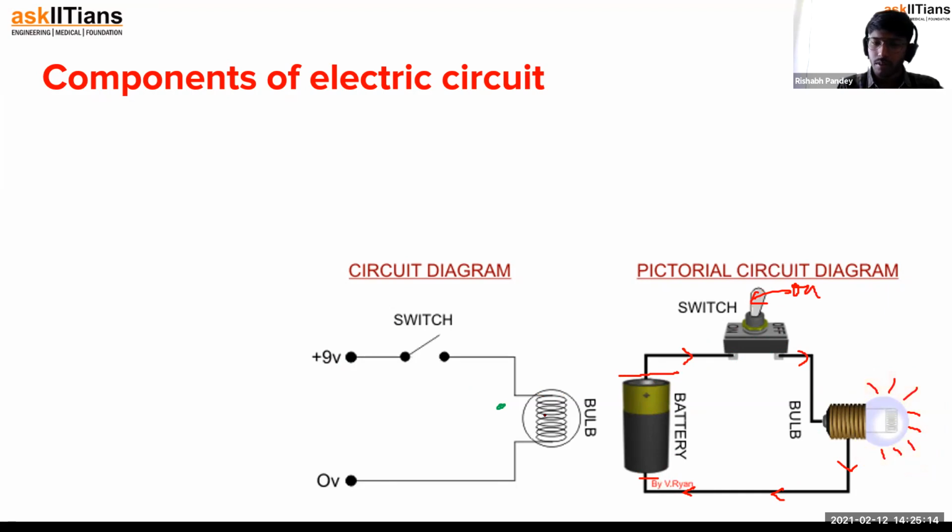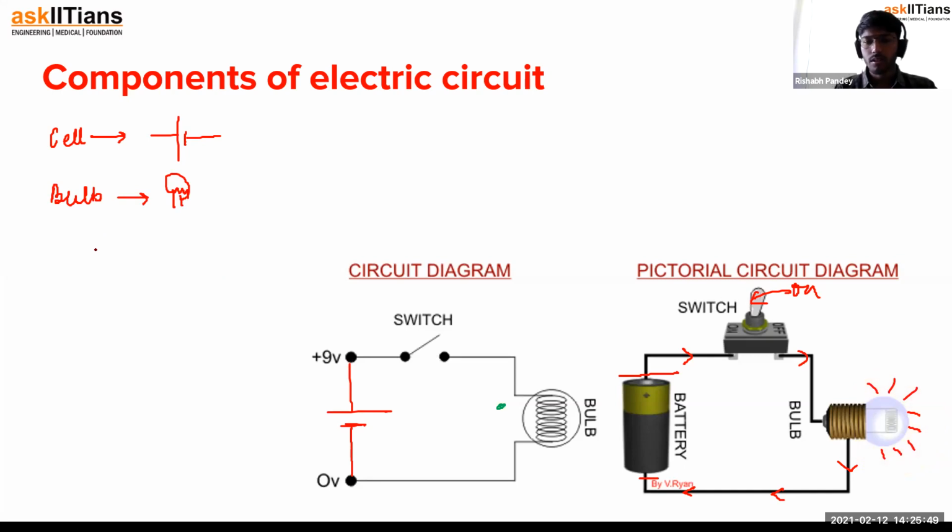This bulb will be represented by this, the switch is represented by this. For the cell, you can represent it like this, or even as positive, negative. The circuit can also be represented in this manner. So for the cell, the symbol is positive, negative terminal, that's it. For the bulb, this will be the symbol, right? And then obviously we have the wires. So these are the diagrams. Obviously, you can understand that drawing this pictorial diagram is hectic. Instead, if I just draw it in the form of a circuit diagram, it will be much easier for me, right? So that's why we need this, correct?